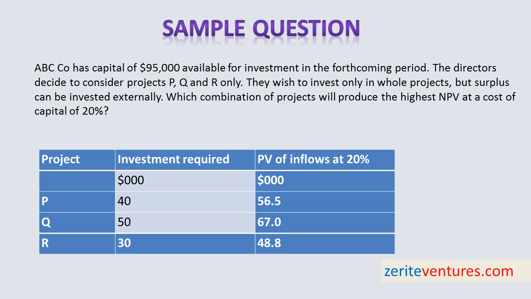Look at this question. ABC company has capital of $95,000 available for investment in the forthcoming period. The directors decide to consider projects P, Q, and R only. They wish to invest only in whole projects, but surplus can be invested. Which combination of projects will produce the highest NPV at cost of capital of 20%? So we'll reflect them as follows: projects P, Q, R, the investment required, and the PV inflows at 20%.